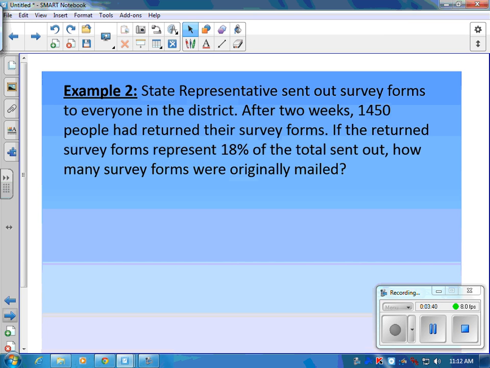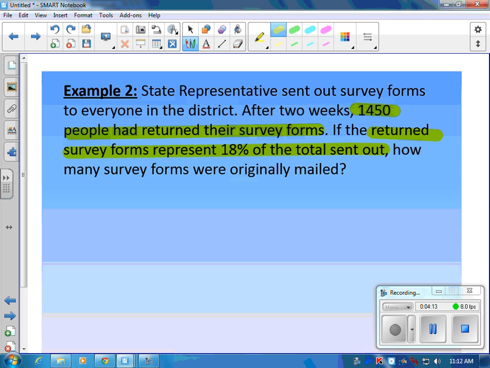All right, let's move on to this next problem. We've got some words. We need to pick out what's something important that we need to know to write an equation. Jacob? Received, returned. Okay, that's going to come in handy because that's going to be important for our question. Graham? Good. So we get 1,450 forms back, which is 18% of the total I sent out.